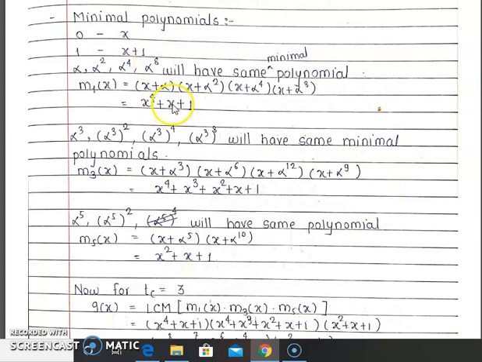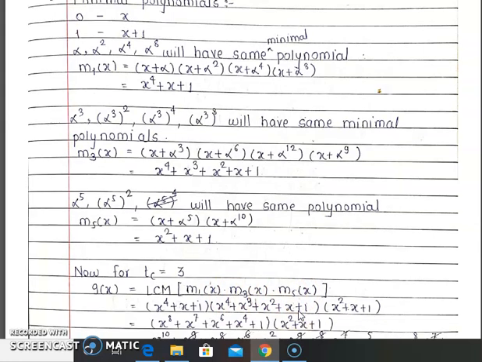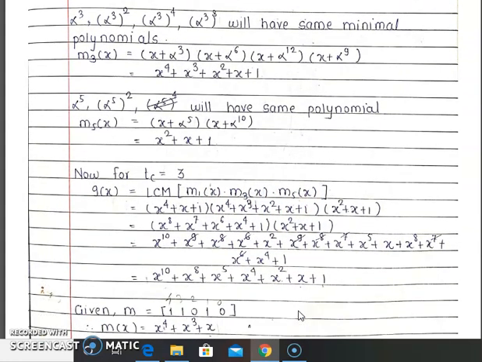Again, same procedure: the minimal polynomials m1 of x, m3 of x, and now m5 of x. Here we find m5 of x because in our numerical it is a triple error correcting code. So tc is equal to 3, and 2tc minus 1 means 2 into 3, 6, minus 1, so it is coming up to 5. So m1 of x, m3 of x and m5 of x, three polynomials which we have already found.